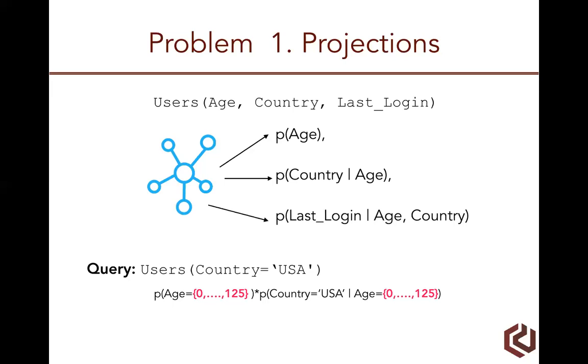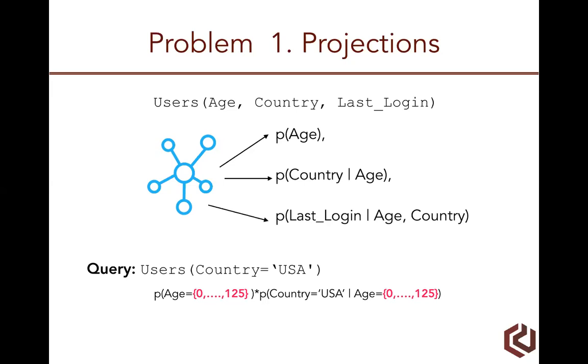So there are a number of problems in this sort of mathematical formulation that we ended up fixing using a lot of engineering hacks. For example, there's a natural problem with projections, right? Suppose I was interested in only users from the country USA. The way that we've posed this problem, there are going to be some issues, right? We'd have to do a lot of different products and sum over them. We'd have to calculate age equal to 0 to 125 and the conditional of age equal to 0 to 125.